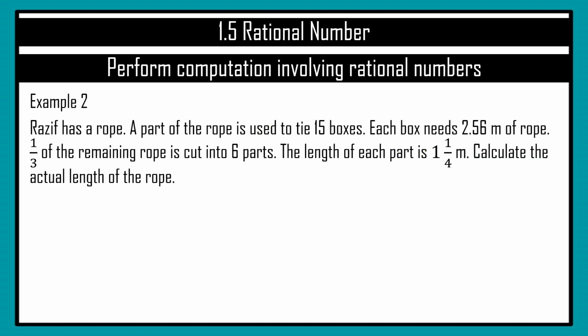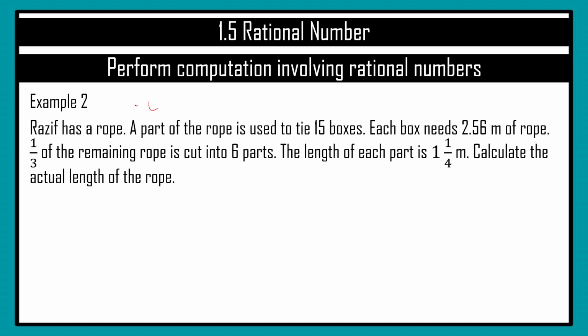Okay, let's look at the second example. The question is longer, so let's look at the question first, then we are going to break it down one by one. Razif has a rope. A part of the rope is used to tie 15 boxes. Each box needs 2.56 meter of rope. 1/3 of the remaining rope is cut into 6 parts. The length of each part is 1 1/4 meter. Calculate the actual length of the rope. So we're going to break it down one by one.